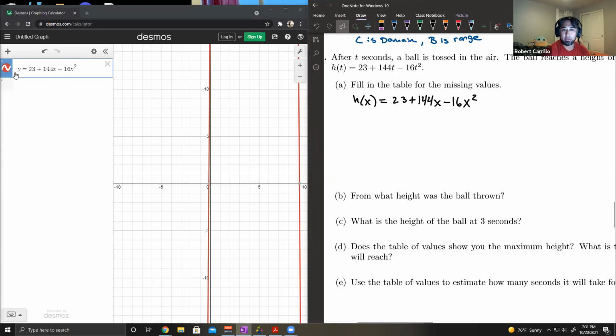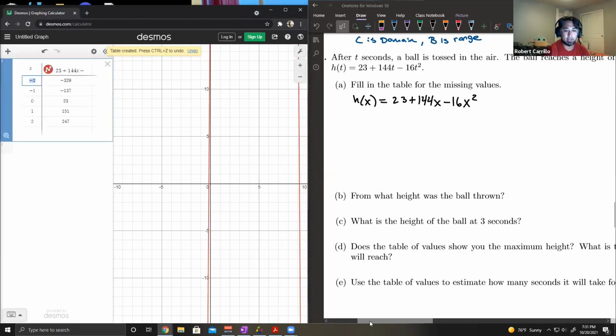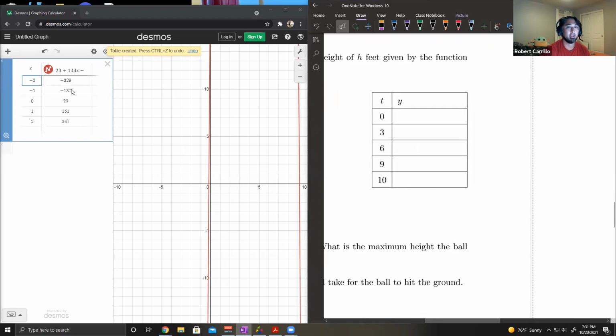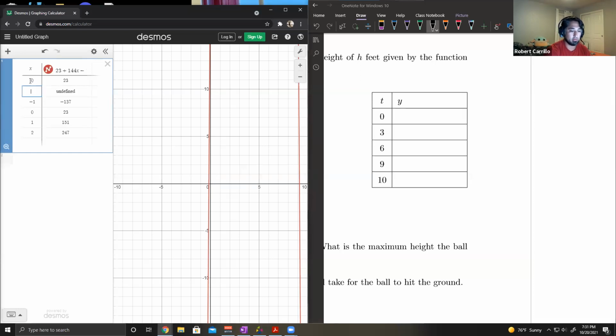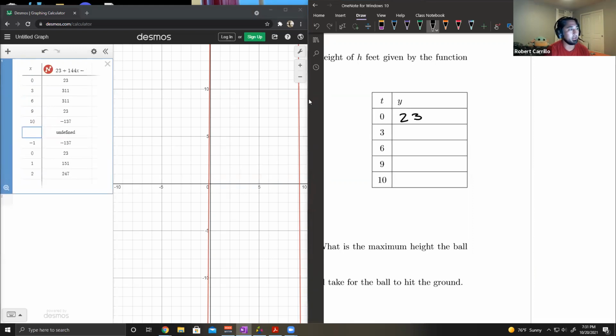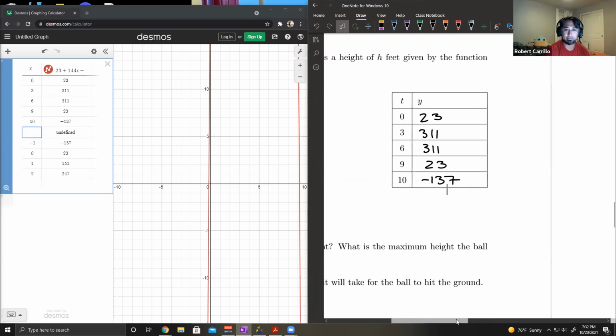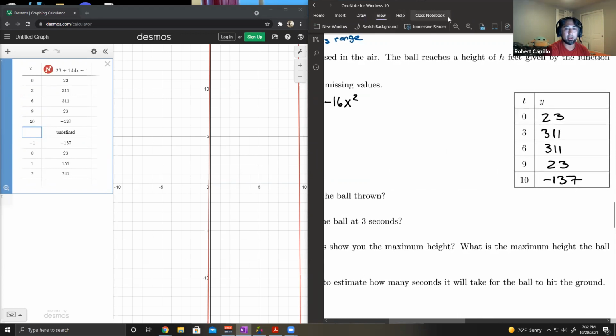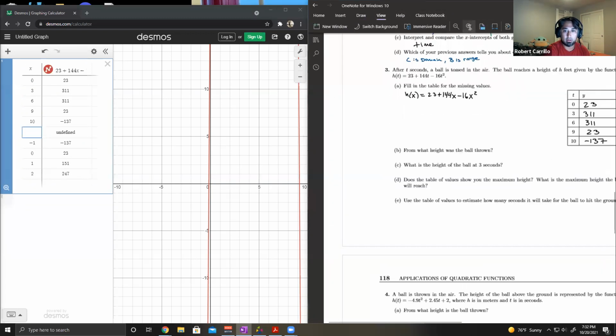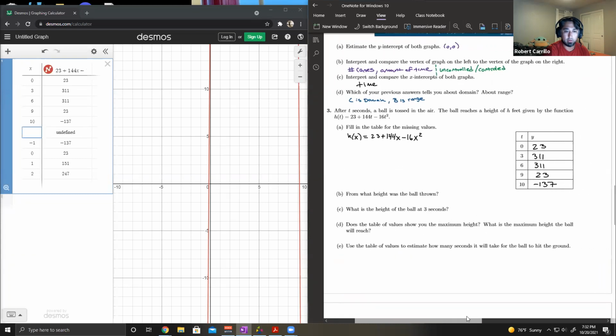Okay. So I type this one in, 23 plus 144x minus 16x squared. Change to my table, and let's go fill in those values. So we have 0, 3, 6, 9, 10. So 23, 311, 311, 23, negative 137. All right. Gotta love Desmos, right? Okay. We're going to have to make that fit on there.